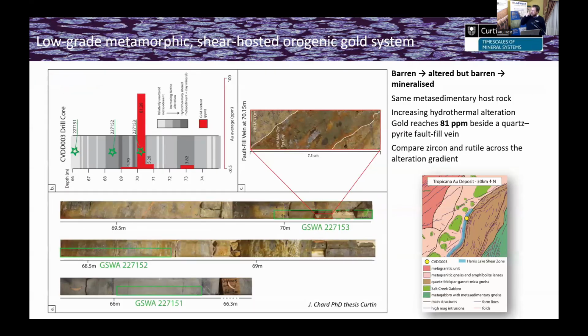So basically we did a case study, or a natural laboratory study, if you like, of an altered gold mineralized shear zone. So the red bars here are the gold in ppm. This is the stratigraphy, so it's a sequence of metasediments, the paragneiss. We looked at the zircon, which you've just heard about, but now we're going to look at the rutile. There are 3 different samples going from away from the ore zone into the ore zone itself in the shear zone.